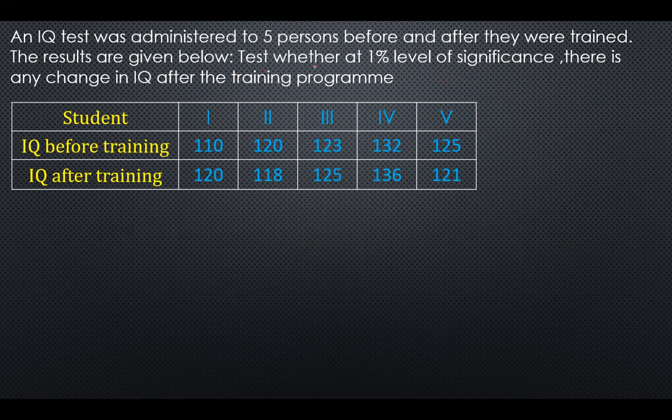What is this sum about? There are 5 students. I am going to train them, giving them some special coaching, and after this I find out their IQ. First I measure the IQ, that is before, then I give training, then I measure the IQ, that is after. So we are going to find out whether the training is effective or not.